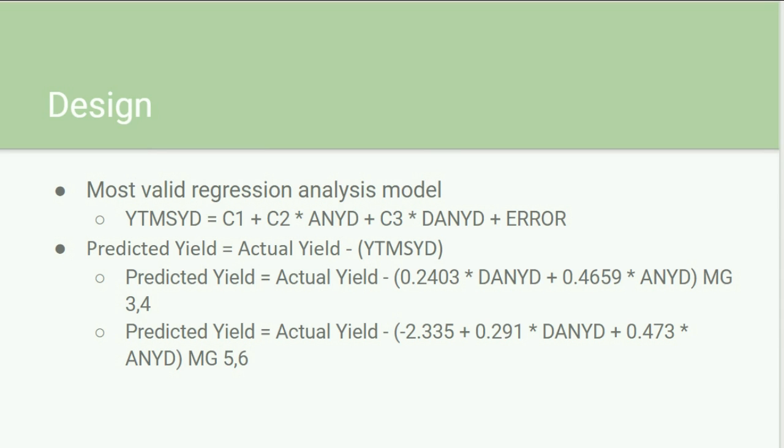Using this model can help us find the predicted final yield of the test hybrid. This equation for the predicted model is the actual yield minus the YTM SYD. At the bottom is our final NEAM model, or the neighbor effect adjustment model. The values for the intercept and the slope came from our regression analysis of the 2 hybrid groups.